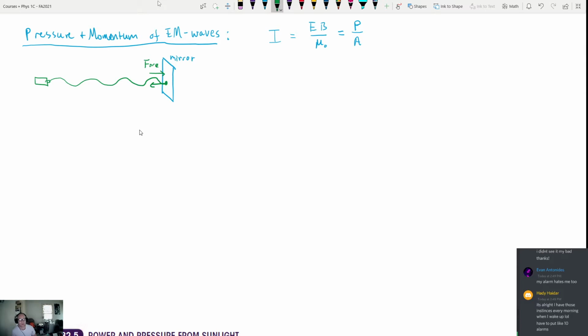What we can do is say that from Physics 1A, we know that power is equal to the dot product of force times velocity. Or just in terms of magnitude, it's basically force times velocity, assuming that the force and velocity are parallel to each other, as they are in this case. So if we replace power in this equation right here, what we get is EB over mu naught, which, after all, is the Poynting vector, by the way.